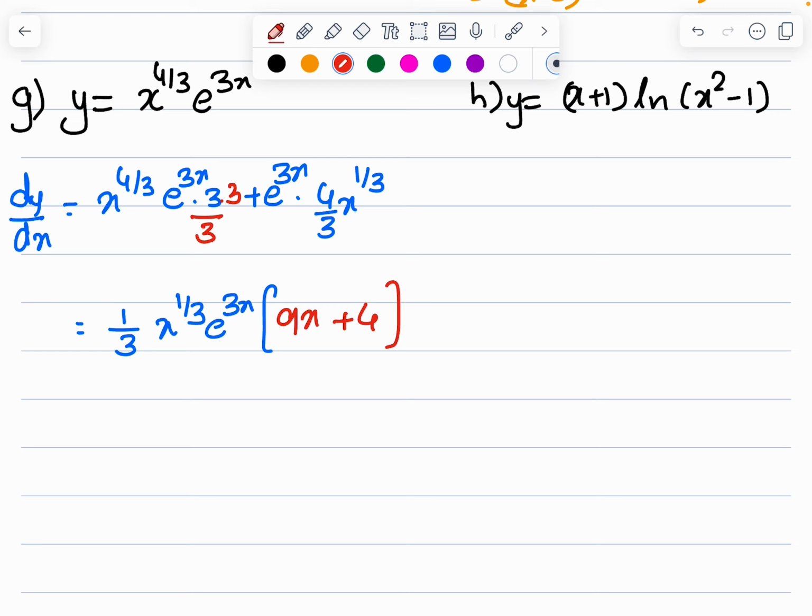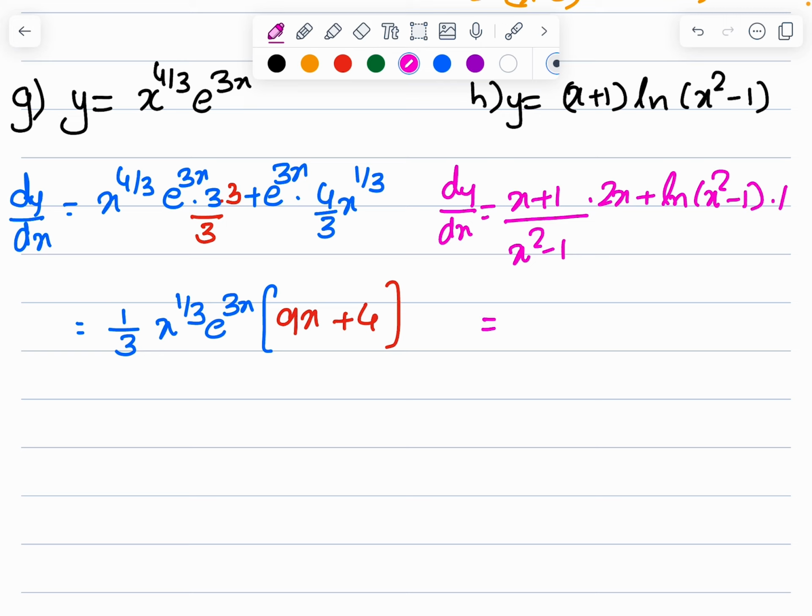See carefully how I am simplifying that. Then for h, dy by dx equals x plus 1 will remain as it is. Ln of x squared minus 1, derivative is 1 upon x squared minus 1. X squared derivative is 2x, chain rule, plus ln of x squared minus 1 as it is. X plus 1 derivative is 1.